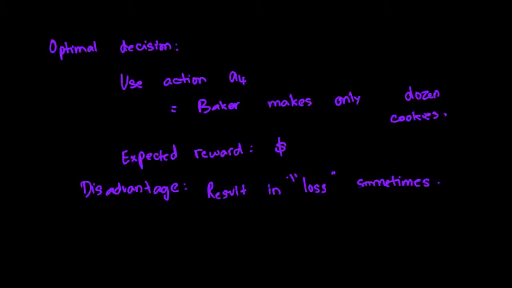By definition, A4 means that the baker makes 4 dozen cookies. The expected reward if the baker goes with this decision is $12.